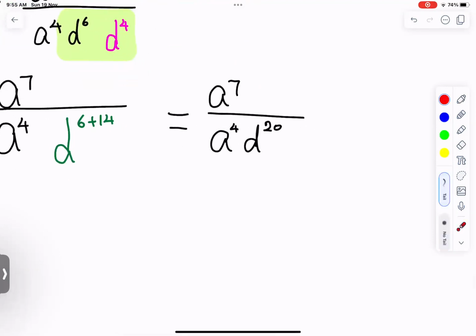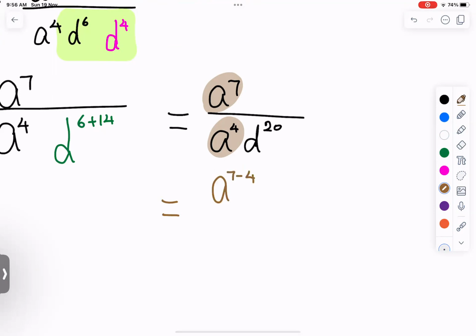Then I have A's here. I have A's here. How do I do that? You will have to check which one is bigger, up or down. The upper side. So you put A's on the upper side, and then the bigger power minus the smaller power. Okay, and the 7 minus 3, 7 minus 4.